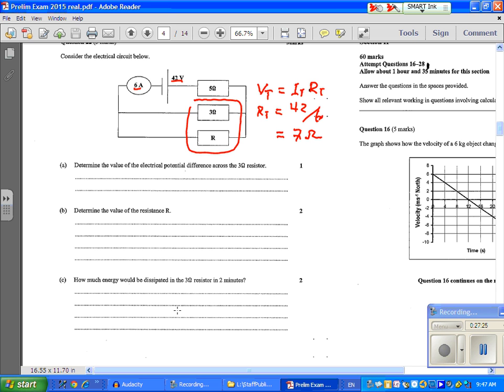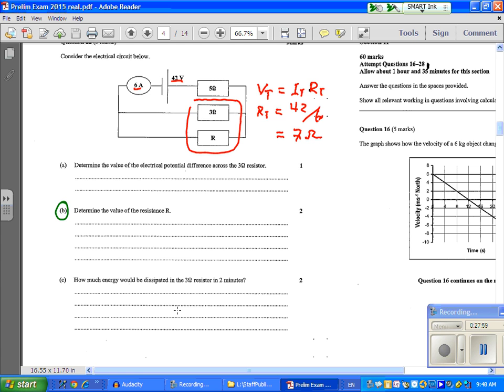Now that's a pretty important first step. The second thing then is you want to work out the remaining values, depending on which way you go about it. I'm going to determine the value of the resistance R, just because that's probably the hardest question there. Okay, so let's do B first up.